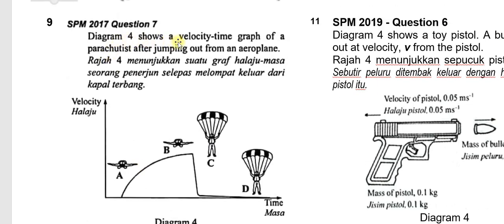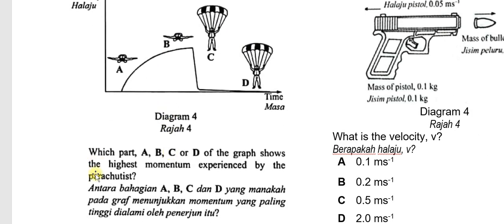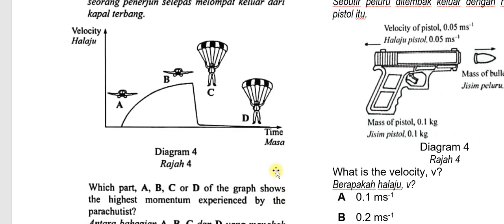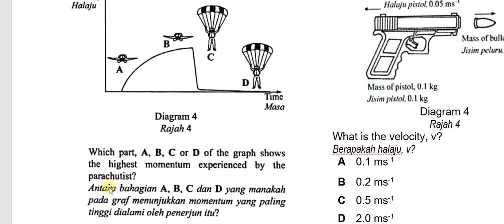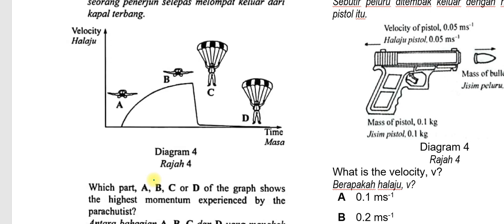Diagram 4 shows a velocity time graph of a parachutist after jumping out of an aeroplane. Which part, A, B, C or D, shows the highest momentum experienced by the parachutist? Okay, it says highest momentum. Momentum's symbol is P. You want the P higher, so make sure the velocity or the mass is higher. In this case velocity is higher.